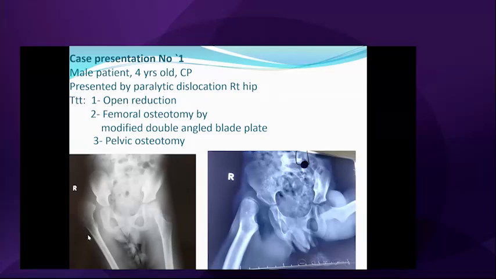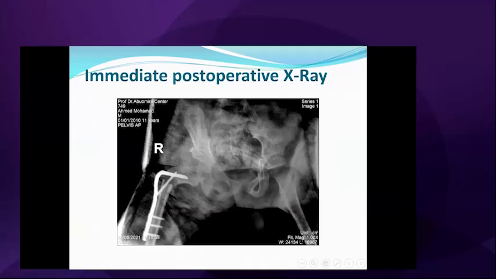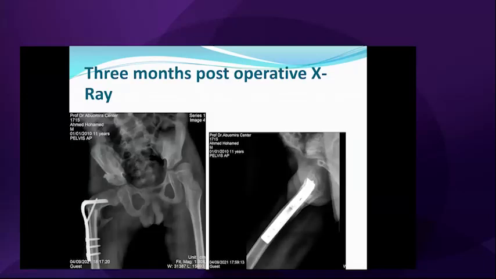The first case, a male child 4 years old, presented with right paralytic hip dislocation. We use triple osteotomy in our procedure. This is an intraoperative photo showing how to insert the plate and the varus osteotomy. I have to go quickly. This is follow-up after 1 month. Use a cast for 1 month, and this is follow-up after 3 months. Completely united proximal femur.